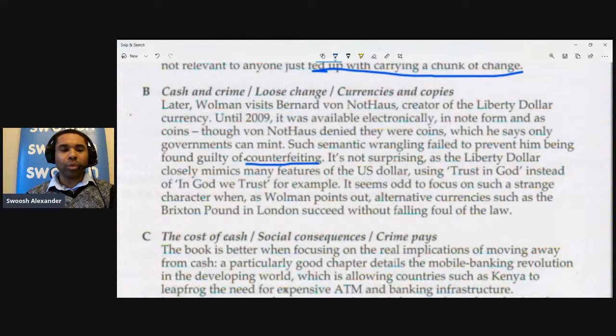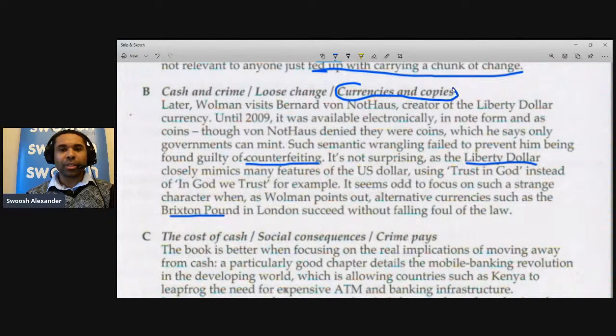Okay, so we're looking at alternatives then to different currencies. We looked at the Brixton dollar, or the Brixton pound rather there, as well as the Liberty dollar. So the main focus, which is coming up here then, are copies, so currencies and copies. There is an element of crime because the Liberty dollar was deemed to be guilty of counterfeiting, but it's not the main focus of the paragraph. The main focus is how you can copy an official currency.